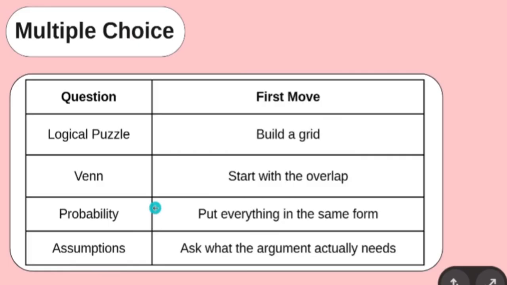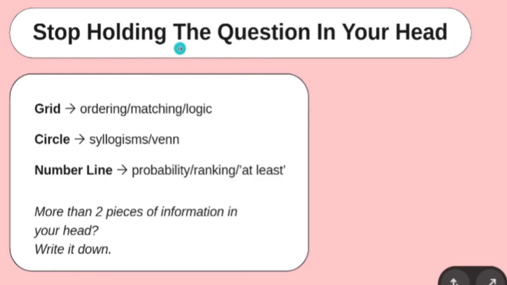And then if I saw any assumptions, like we just saw, ask what that argument actually depends on. So that doesn't mean every question will fit perfectly into one box. These are just a broad overview, but it does help save a lot of time by giving you a default. So that's just a quick overview of all the multiple choice questions. And this is, I think, my main point of today. So stop holding the question in your head. And if I could tell myself that a year back, then I definitely would.